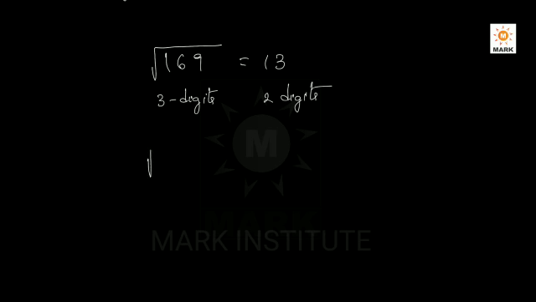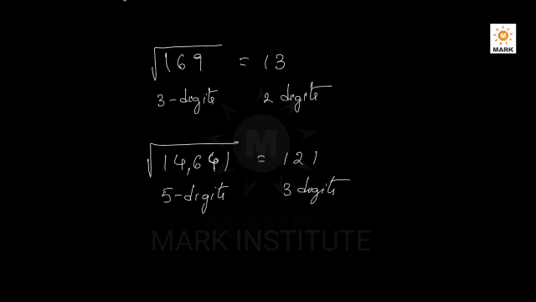Suppose, my dear friends, there is already a given number 169. You know 169 is a perfect square number. So root of 169 is equal to 13. So 169 is having 3 digits. Its root is having 2 digits. Suppose there is a number 14641, a perfect square, and the square root of 14641 is 121. So 14,641 is having 5 digits and 121 is having 3 digits. These are very small numbers, that is why we know the answer.